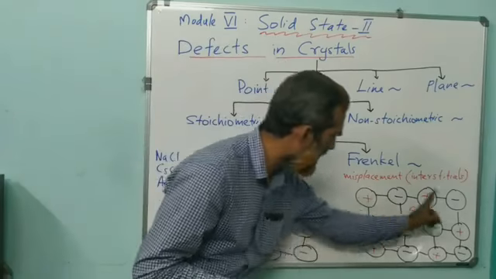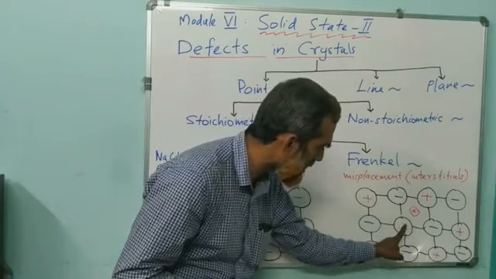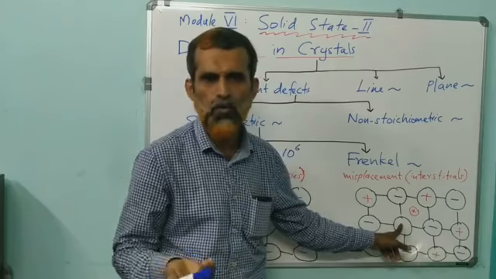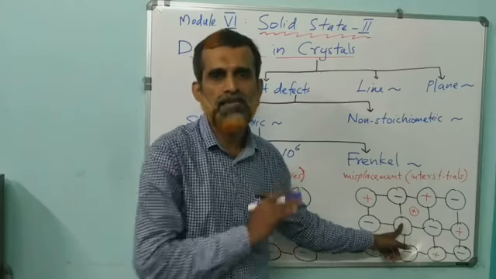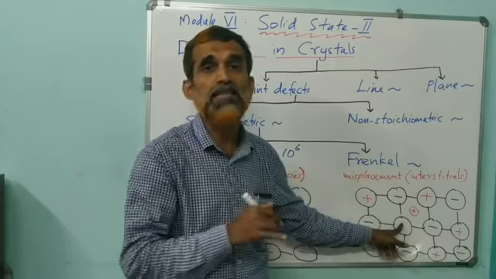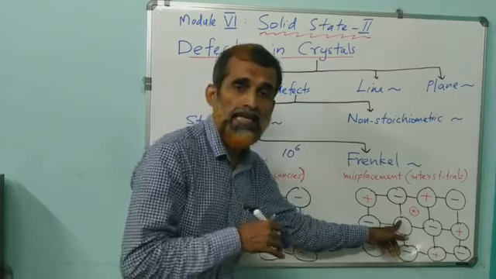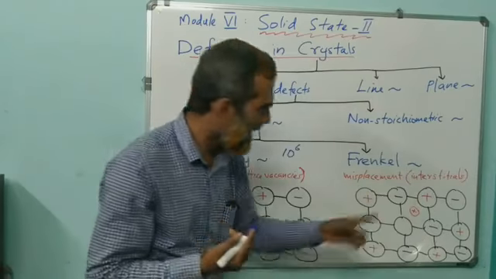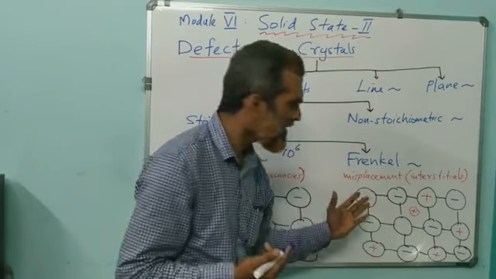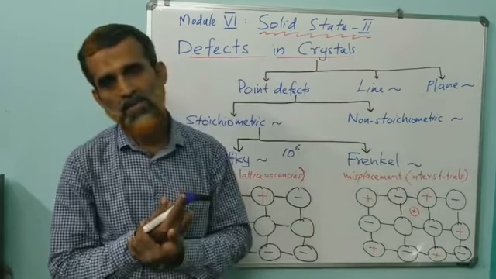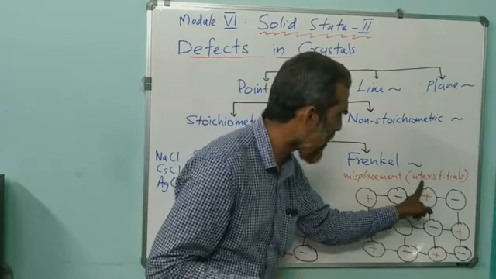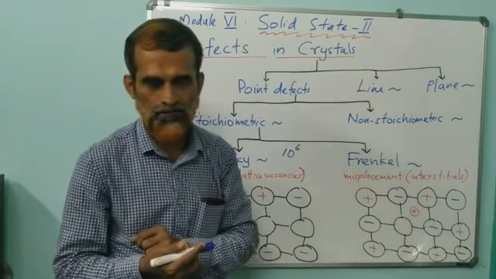That means, suppose here you can see this cation is supposed to be here. This may be one of the voids, of course, we know. Suppose it is supposed to be in a tetrahedral void, and it has moved to an octahedral void. That is misplacement. This is what is Frenkel defect. Misplacement of ion. Now, this misplaced ion is called interstitial.